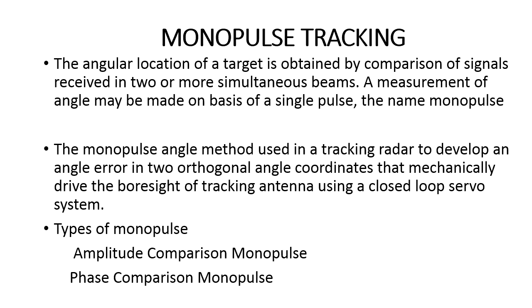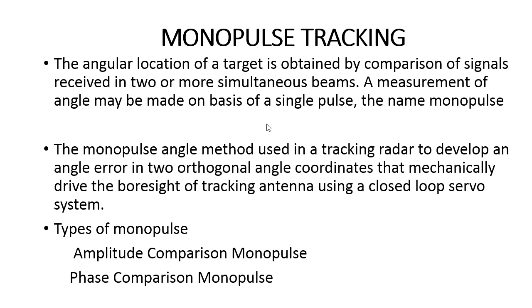So why do we need to calculate angular error? In order to change the antenna direction of the radar, because the concept is tracking radar. In tracking radar, we need to identify where my target is moving, in which direction it is moving. That is the concept we are going to discuss here.